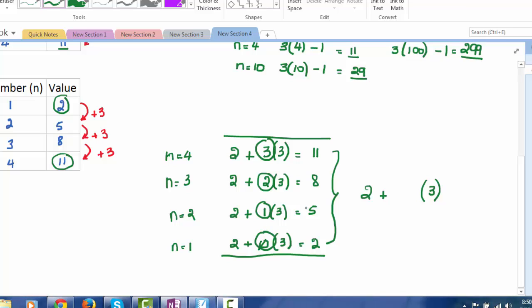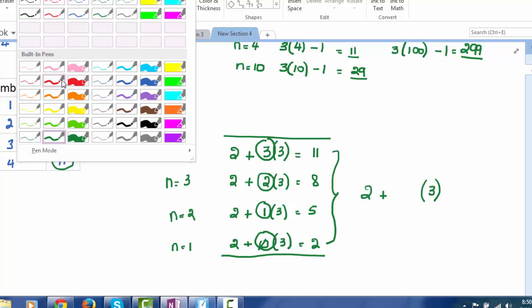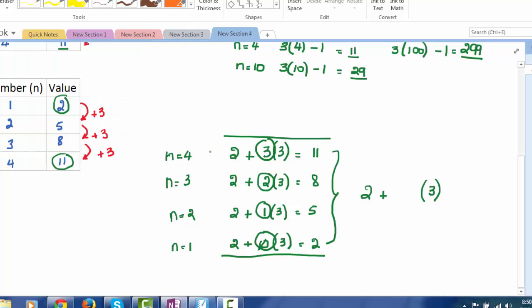Now we need to figure out how I can get something close to the term number. I want to get your attention. Can you see here? When the term number is 4, I am using number 3. When the term number is 3, I am using 2. When the term number is 2, I am using 1. When the term number is 1, I am using 0.